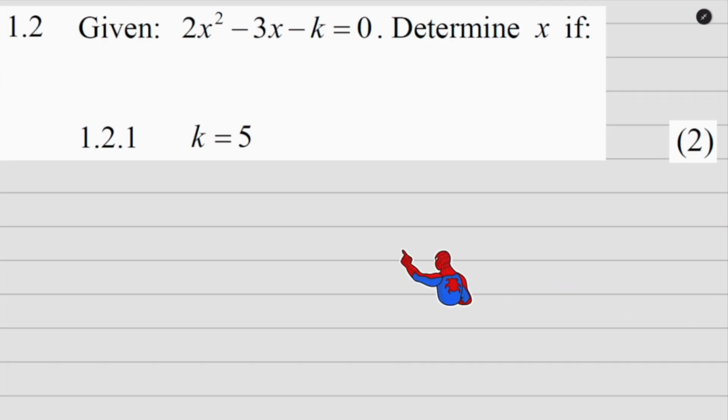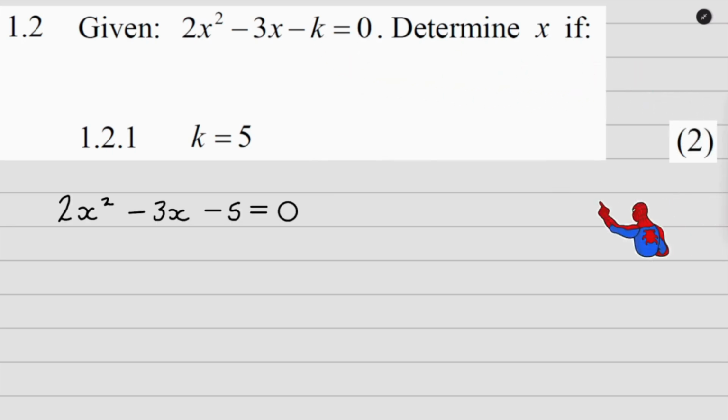In question 1.2, we're going to jump into the quadratic equations. Okay, we've been given this equation, and we need to determine x if k equals 5. So we're going to chuck this 5 into k's place here. As discussed, we just change this k to a 5 as they instructed us to do. And now I can see an x squared, so it's definitely a quadratic equation. It's already in standard form. Everything's on one side and it equals 0. So I can actually factorize straight away.